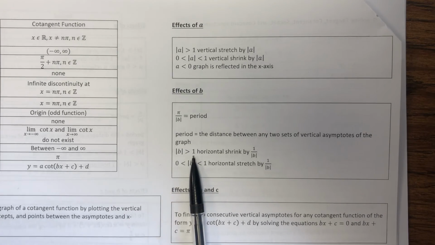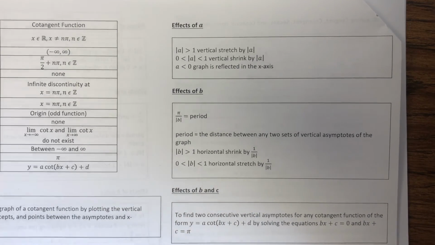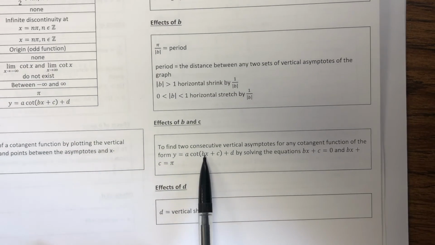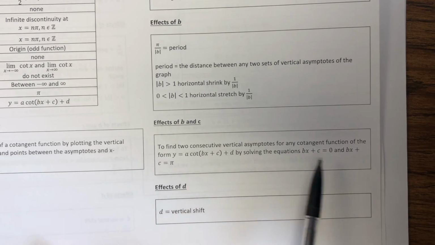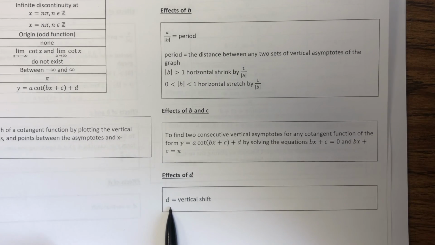Again, if b is greater than 1, you have a horizontal shrink. And if b is between 0 and 1, you have a horizontal stretch. And the difference in graphing is instead of taking bx plus c and setting them equal to negative pi halves and pi halves, we set them equal to 0 and pi. And then d is our vertical shift.